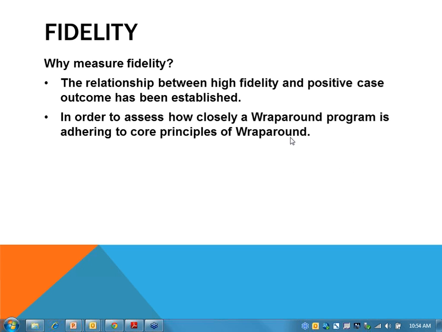Okay. So in addition to the other kinds of data that everybody's going to have to keep track of, there's a final one, which is the fidelity of wraparound. And I think everybody who works with evidence-based practices knows that it's always important to measure fidelity, because the only way that you get the bang for your buck in an evidence-based practice is if you know that you're doing it the way that the research studies have shown you'll get good outcomes. So we measure fidelity because the relationship between high fidelity and positive case outcome has been established. In other words, it's an ongoing improvement tool for your clinical work. And we want to assess how closely your wraparound program is adhering to the core principles of wraparound, and that's what gets measured with these fidelity tools.